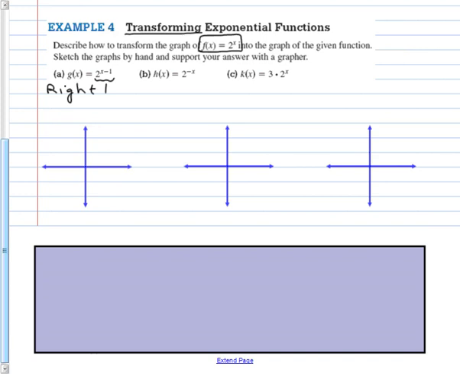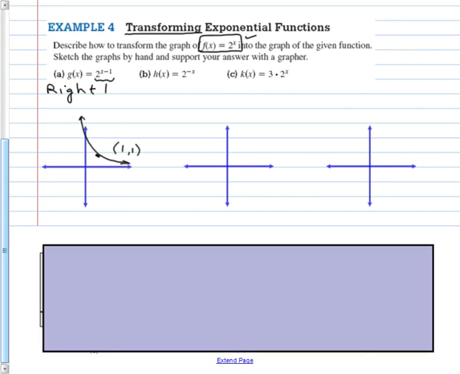So instead of going through 0, 1, why will it go through that point? Well, if x is 0, what's 2 to the 0? 1. The parent things always go through that point. But if I've moved it right 1, now it's not going through 0, 1. It's going to be going through 1, 1. It's simply moved to the right 1. So it's going to look something like this.